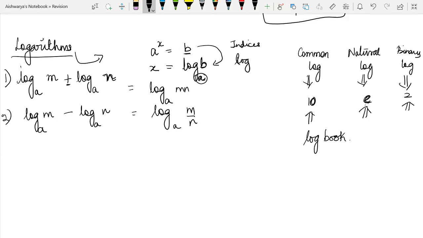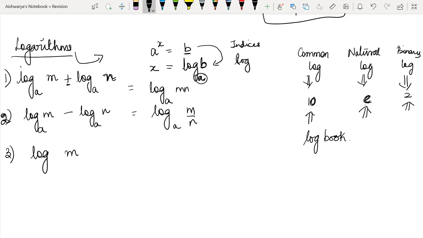Okay. Next will be log m power n, base a power b. Okay. Both have a power. Now you will take out the power. How? This power, you take as n. This power divided by b. So you will get n by b times log m base a.